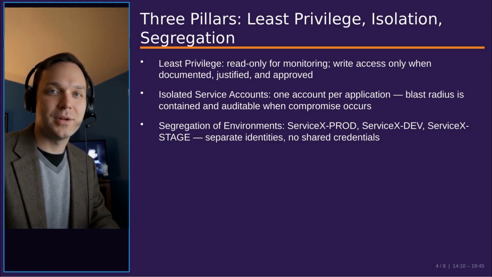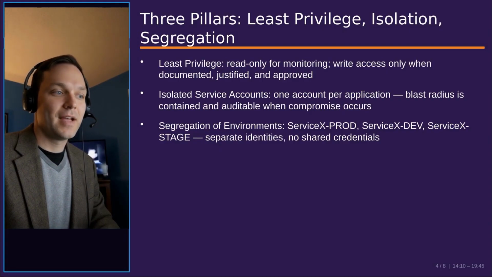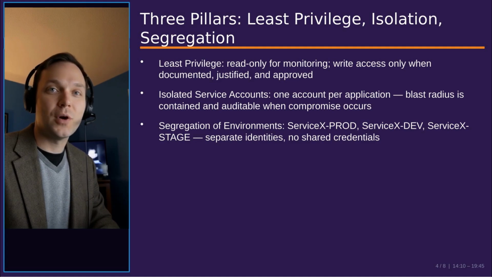6 months later, someone adds another application, takes the same shortcut, and now that one shared account is doing 12 jobs across 3 teams, and nobody has a complete picture of what would break if it disappeared. That's how you end up in the year-long remediation I described earlier. It doesn't happen all at once. It happens one shortcut at a time.